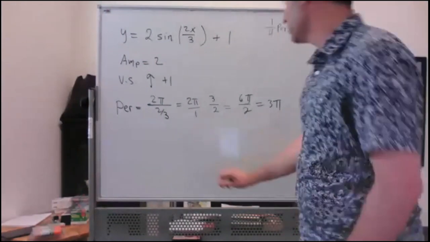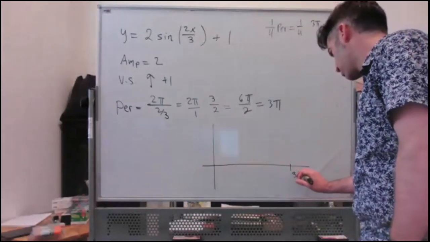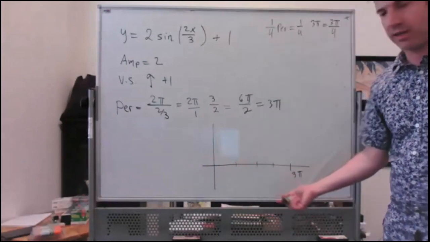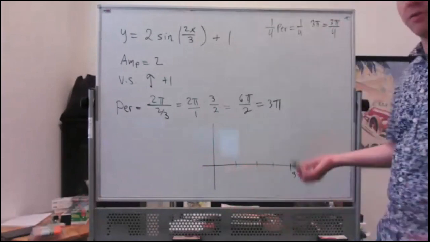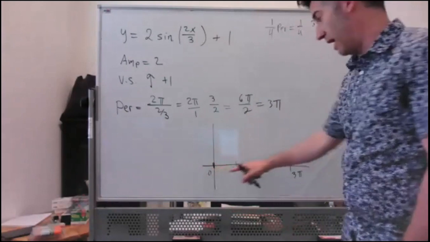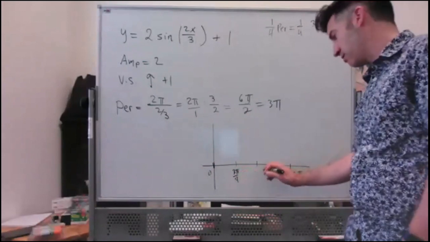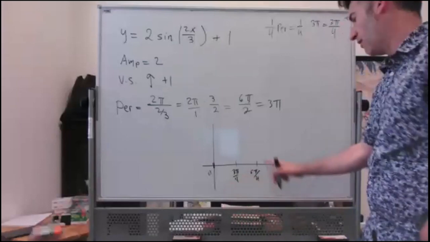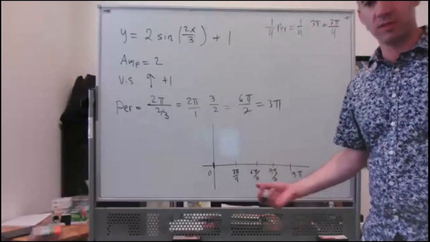So drawing it. These should be equally spaced out. Mine doesn't look perfect, but it doesn't have to be perfect. Just try to do your best. My first point is obviously 0. Then I'm going to add 3 pi over 4 to get 3 pi over 4. Add another 3 pi over 4 to get 6 pi over 4, which reduces to 3 pi over 2. Then another 3 pi over 4 to get to 9 pi over 4. And then another 3 pi over 4 to get to 12 pi over 4, which is 3 pi.